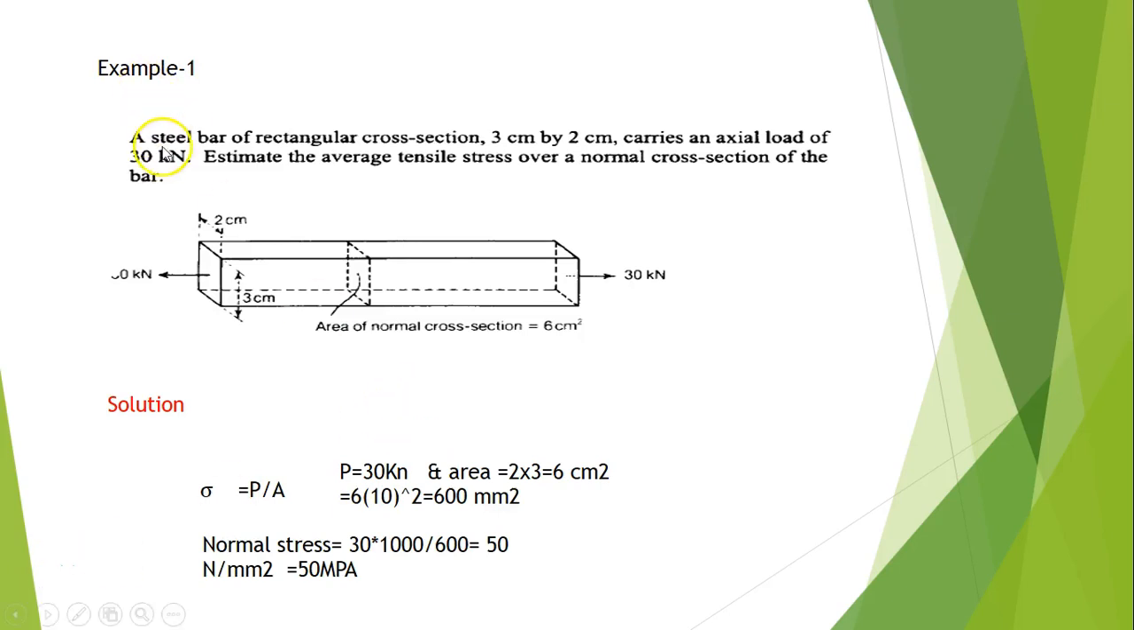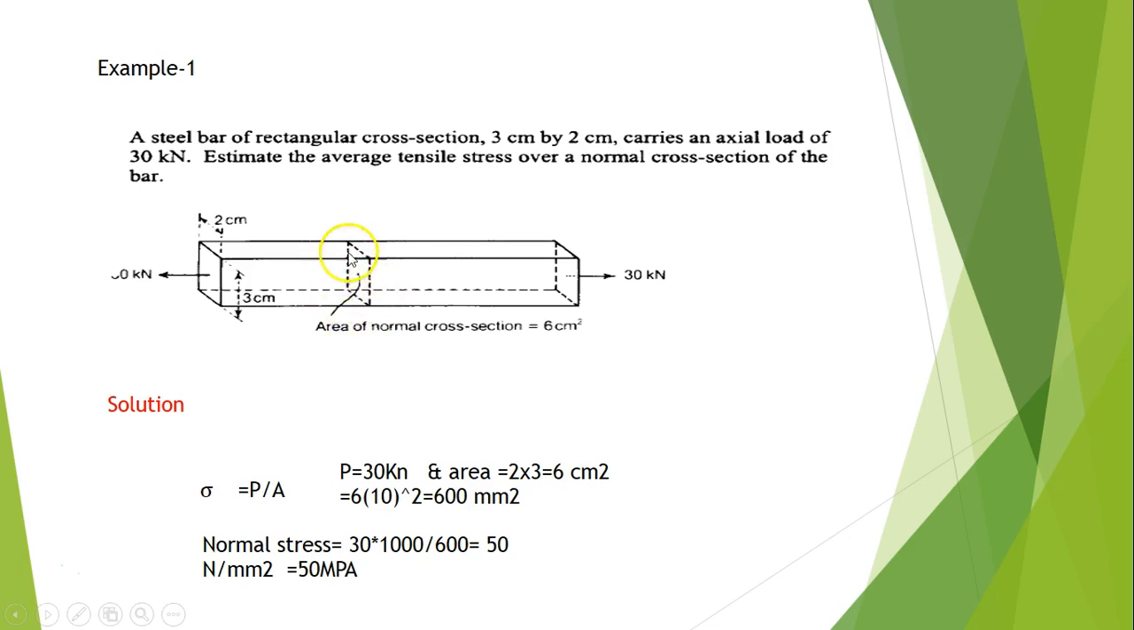We have example number 1: a steel bar of rectangular cross section, 3 centimeters by 2 centimeters. The horizontal dimension is 2 centimeters and the vertical dimension is 3 centimeters. It carries an axial load of 30 kilonewton, a tension force applied at each end. Estimate the average tensile stress over a normal cross-section of the bar.